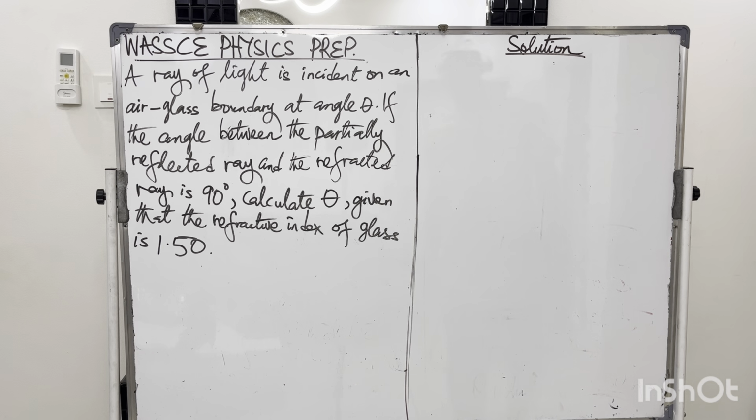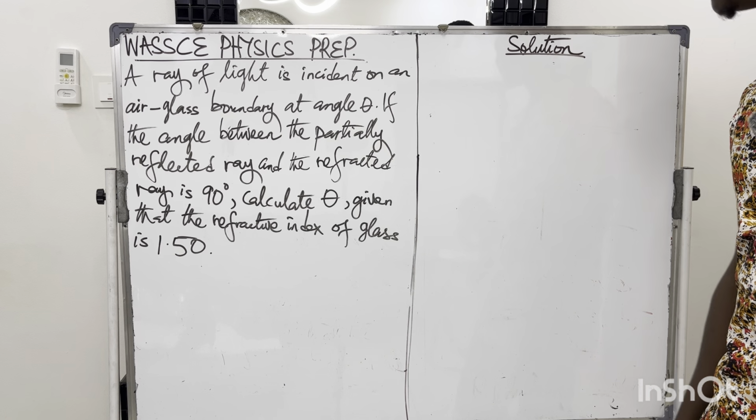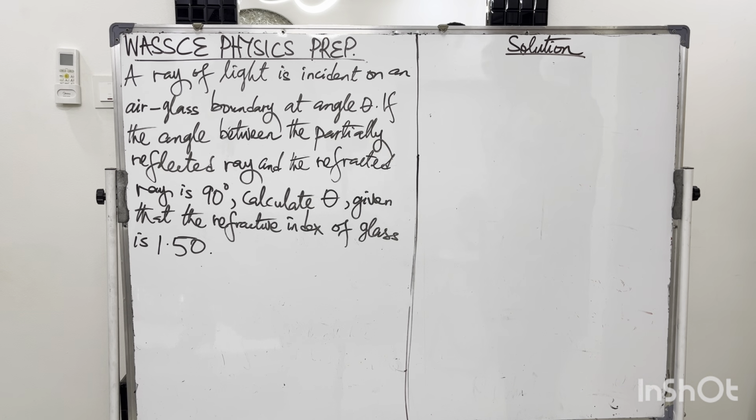This question was quite unpopular amongst candidates according to WIKI learning, and it goes: a ray of light is incident on an air glass boundary at an angle theta. If the angle between the partially reflected ray and the refracted ray is 90 degrees, calculate theta given that the refractive index of glass is 1.50.